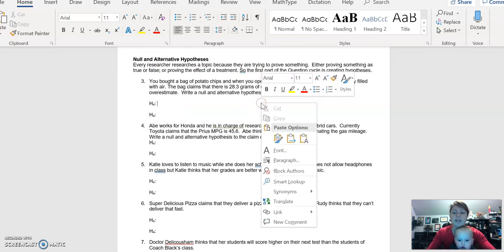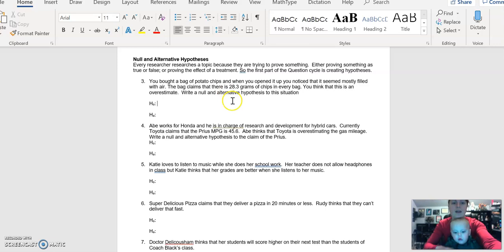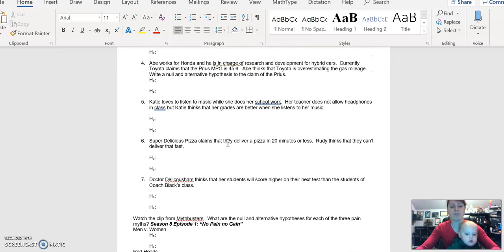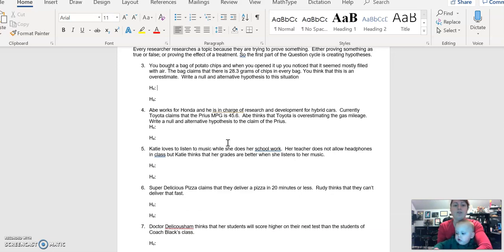So when we're doing null, thank you, Miles, stop doing that. Every researcher picks a topic because they want to prove something. So each one of these examples, 3 through 7, is a situation, and we are trying to determine what the null and alternative hypotheses are. So I'm going to take a look at just a couple of these, and I'll have you try the rest. This first one says, you bought a bag of potato chips, and when you opened it, you noticed that it seemed mostly filled with air. The bag claims that there's 28.3 grams of chips in every bag, and you think this is an overestimate. Write a null and alternative hypothesis to the situation.